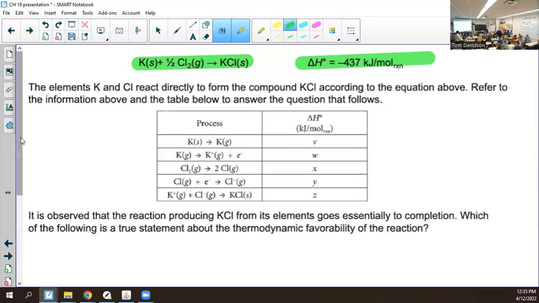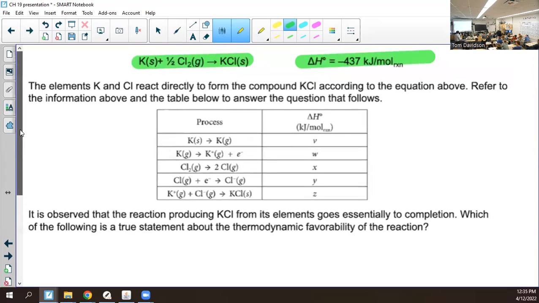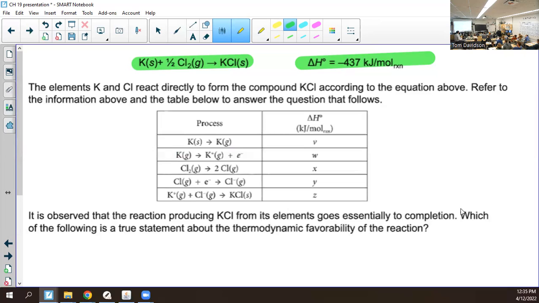Okay. It's observed that it goes to completion. Which of the following is a true statement about the thermodynamic favorability of the reaction? Okay. So it says it happens. And here, well, one more time. We knew delta H was a negative.